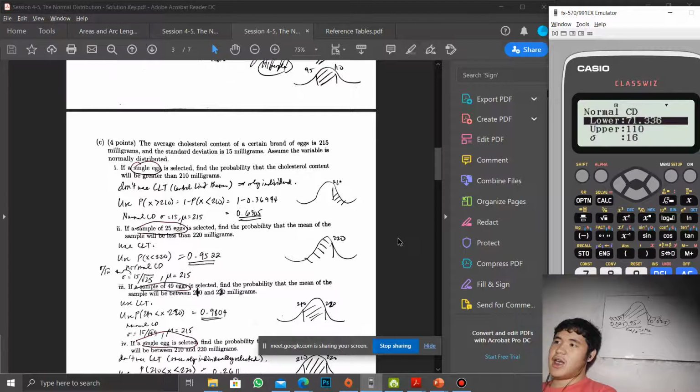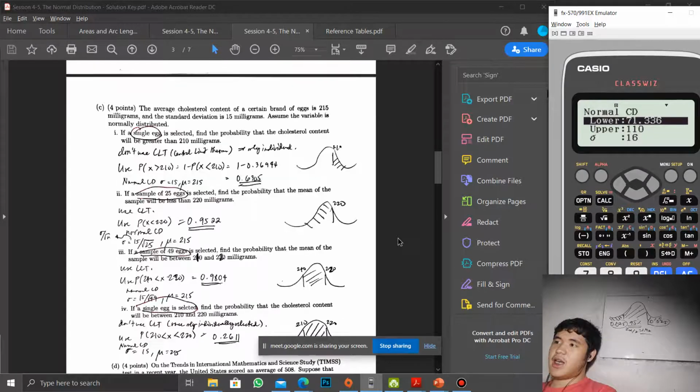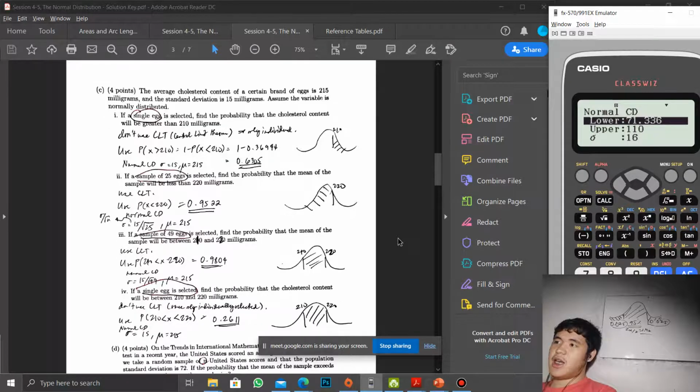Number 4, the average cholesterol content of a certain brand of eggs is 215 milligrams and the standard deviation is 15. Assume the variable is normally distributed. O kaya ako sinicircle yung single egg tsaka sample of 25 eggs. Kasi pag single na sinelect, hindi tayo gagamit ng central limit theorem. Diretso na.